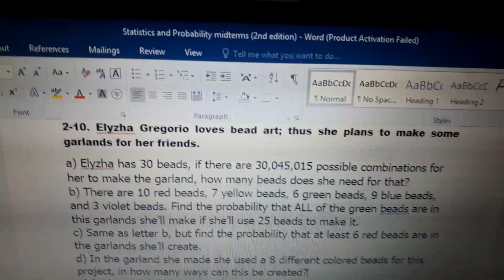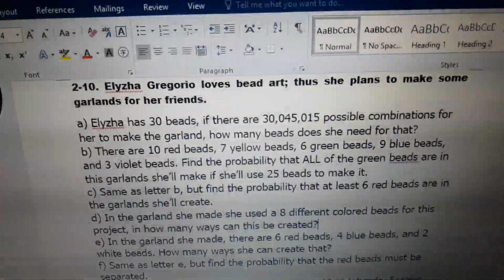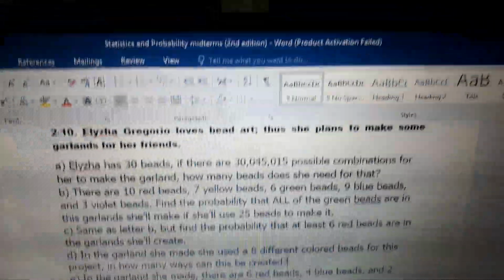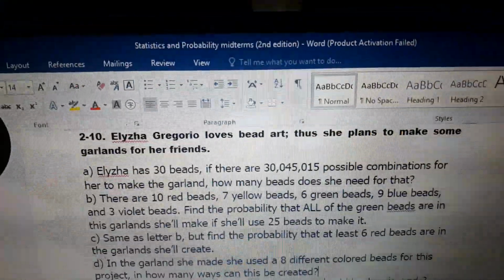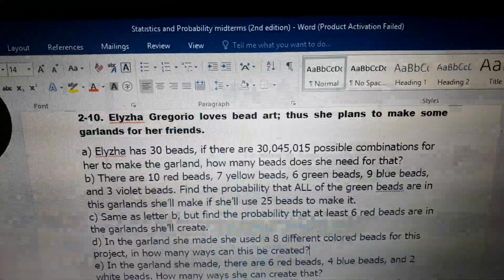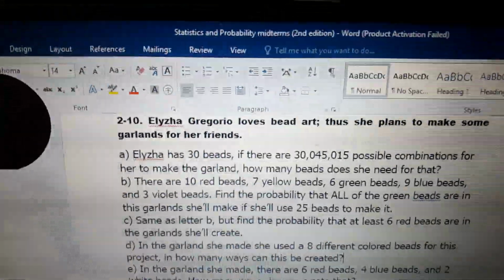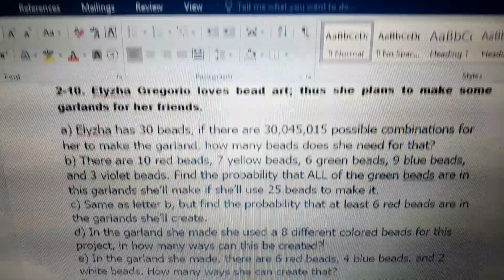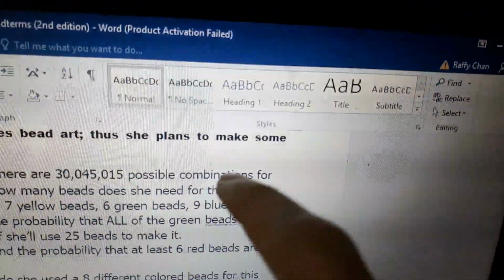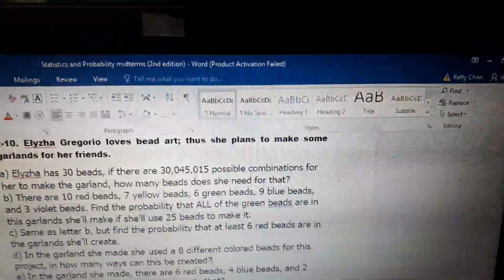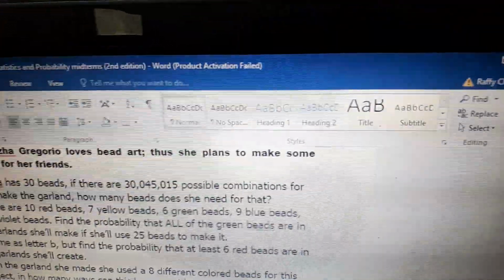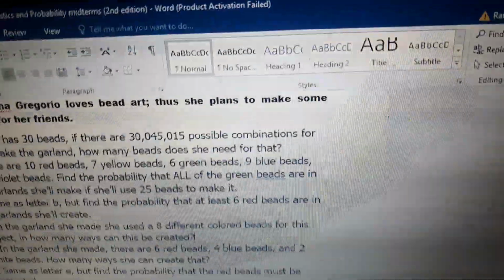Letter A. Eliza has 30 beads. If there are 30,045,015 possible combinations to make your garland, how many beads does she need for that? Ayan. So that implies permutation or combination? Combination. Kasi nga, sabi dito, combination. The context clue is combination. So, ang kailangan namin dito ay i-apply namin ang combination formula. Tama? So, here's the given.